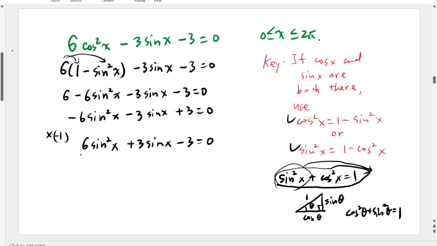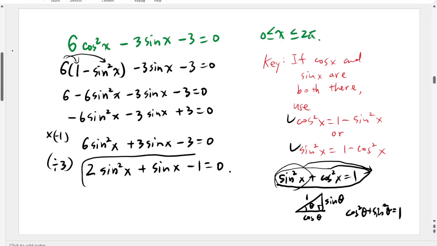And then I also notice that everything is divisible by 3, so let's divide everything by 3, which gives you 2 sine squared of x plus sine x minus 1 equal to 0. Okay, so this is really the equation that we are trying to solve. It still looks hard, right? Okay, so let me go to the next page. So forget everything that we've done before, just let's focus on this equation.